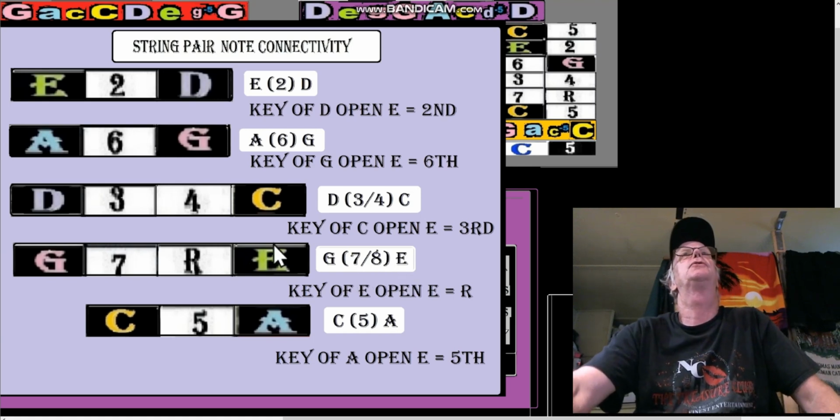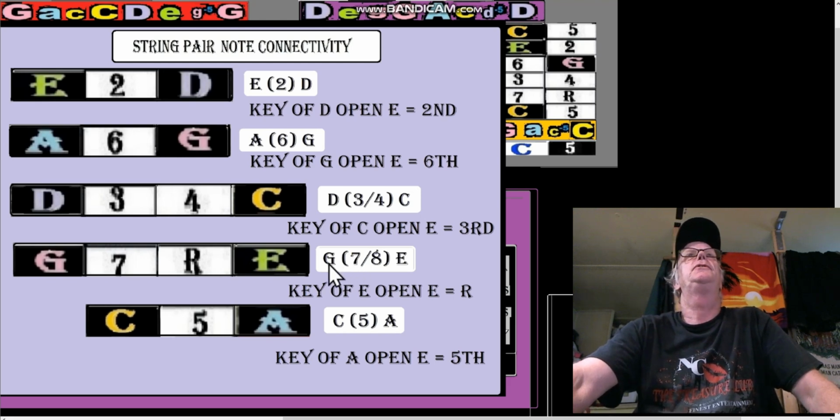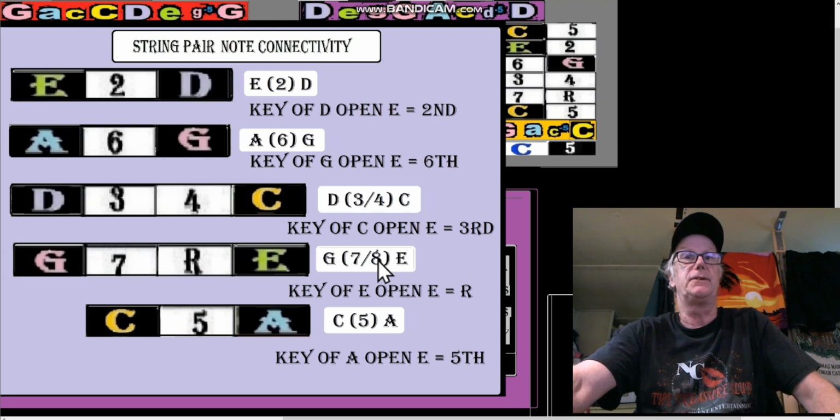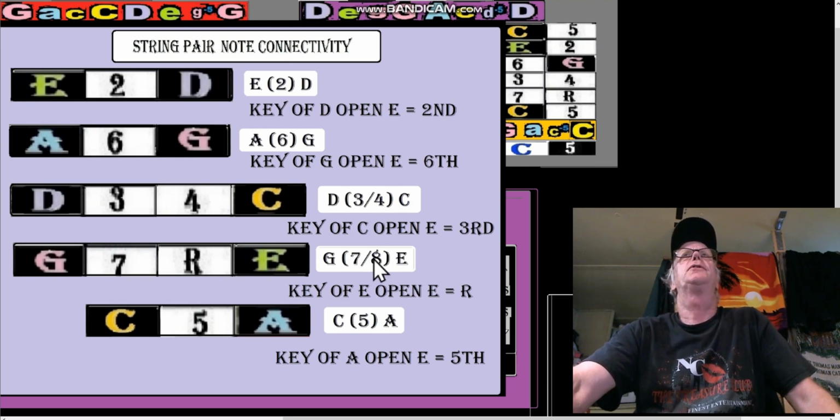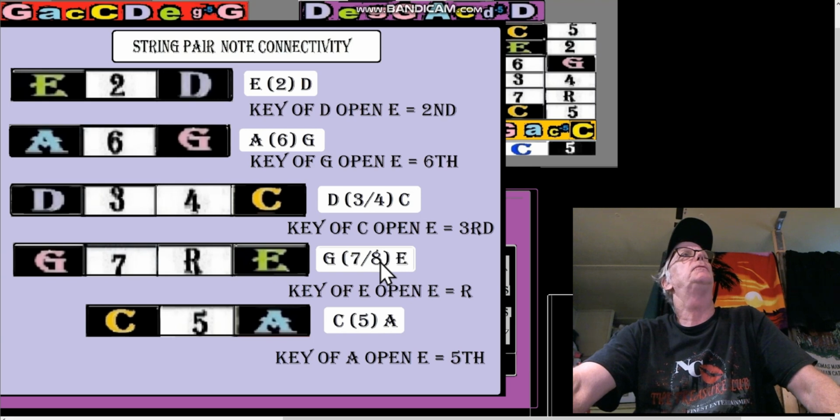This is one way to look at this. The C, the 3, 4, you can look at it as 3/4, and the 7 to root, look at it as 7/8. If you're comfortable with fractions, you can look at it as 7/8. So in this shorthand, G and E both share the 7 and the 8, right? And then the D and the C both share the 3 and the 4. That's just one way of looking at it if you're more comfortable with the numbers. The C and the A share the 5, the A and the G share the 6, and E and D share the 2.